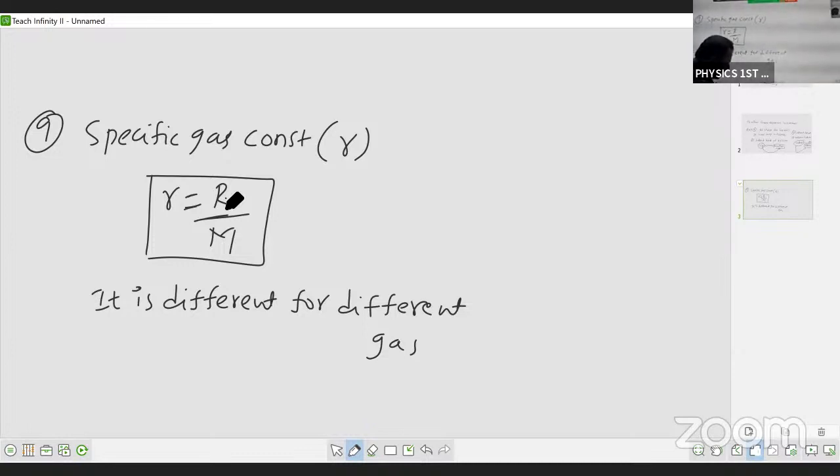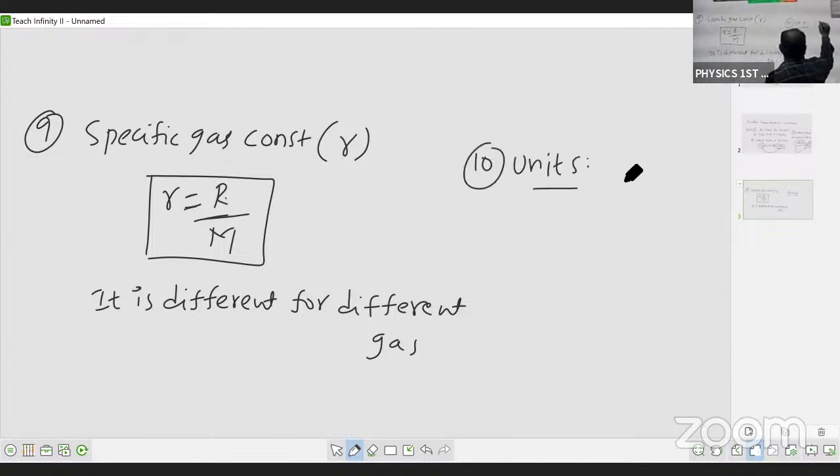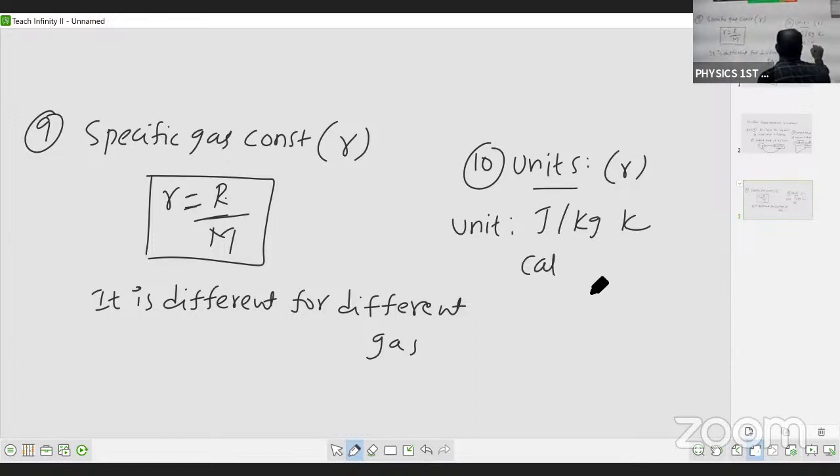What are the units and the dimensional formula for specific gas constant? Units for small r, joules per kg Kelvin. This is the SI unit, student. Otherwise, calorie per gram degree Celsius. The SI unit is enough actually. One time I am giving CGS units also with the dimensional formula.